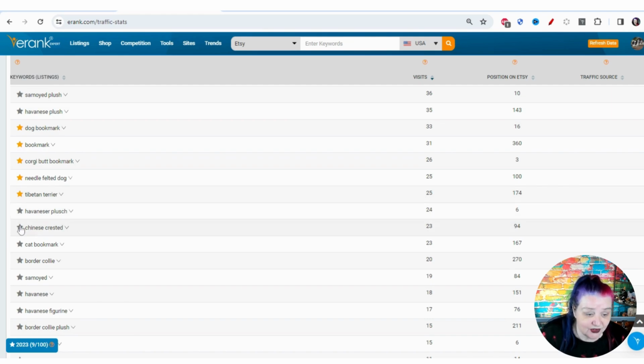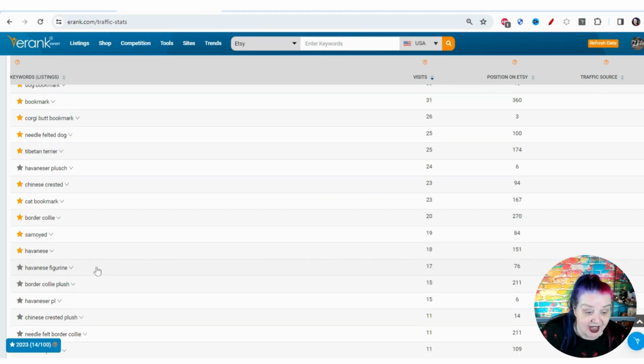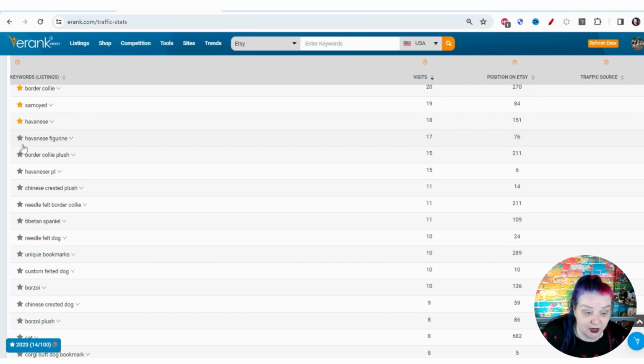So I'm looking, I've got some dog breeds, cat bookmark. You know, these are all relevant for me. I can save up to 100 keywords. So again, don't want that. Don't want that. Don't want plush. Needle felt border collie. Yes, these are all things that work for me. Now, I only had 10 people visiting for them, but that could well be because my position on Etsy was so low.